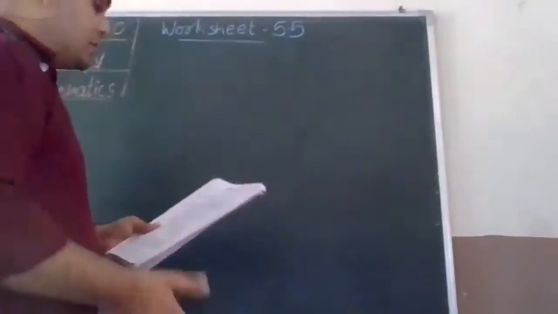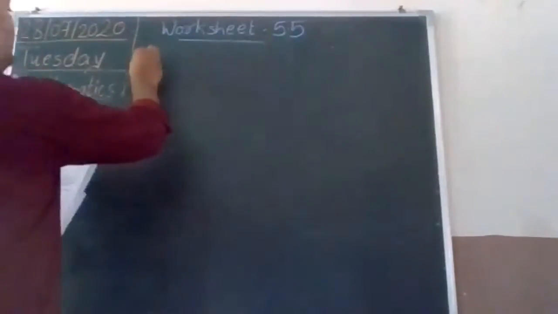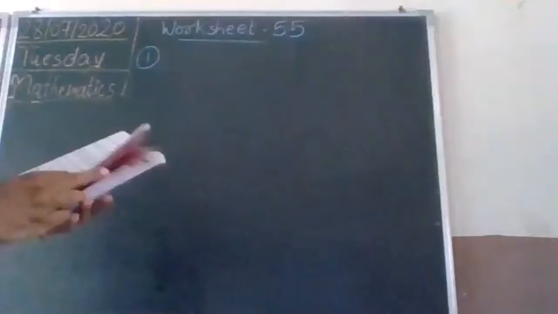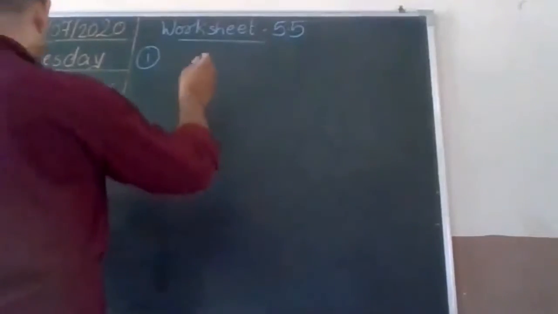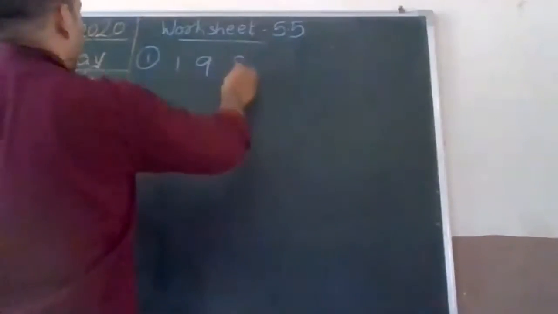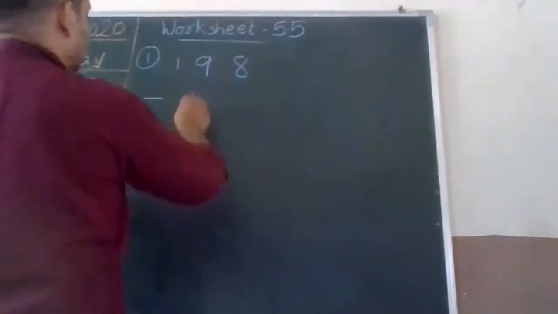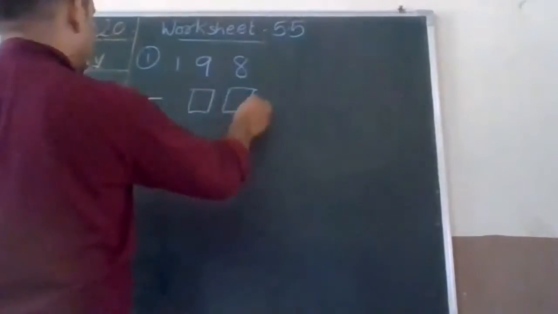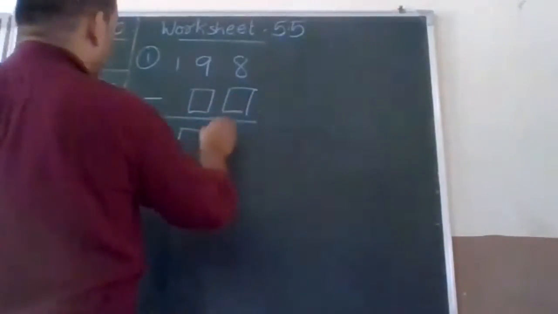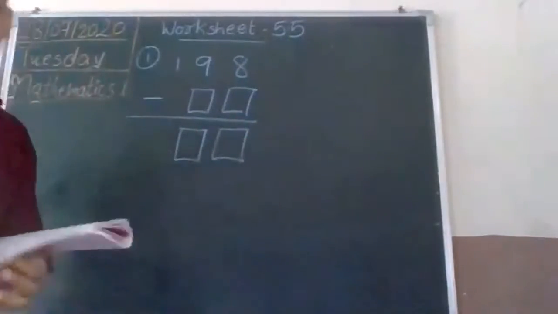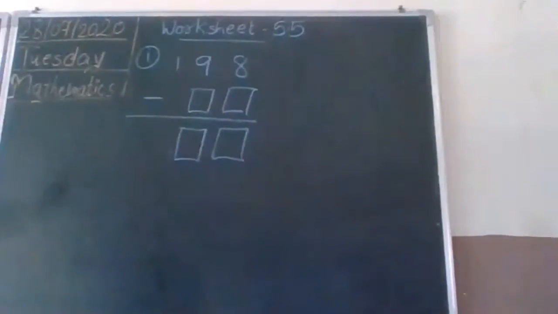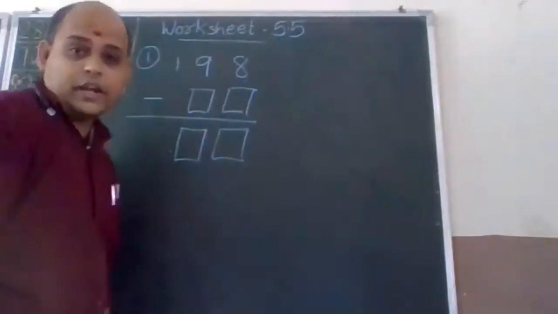In worksheet 55, first we will do question number 1. Here all the missing digits are the same. Find the missing digits. 198 minus box, right? Now here all the missing digits are going to be the same ones. So we have to find out.